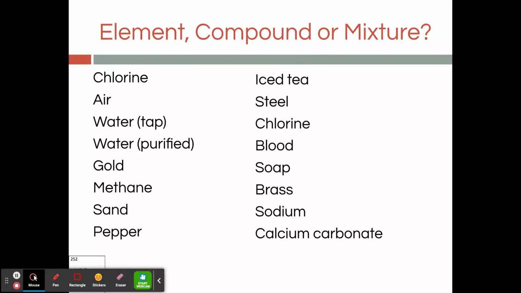So let's look. Element, compound, or mixture. Here's an example, chlorine. You can look at the periodic table and it's right there. You have methane down here. That's a compound. That's actually a set ratio of 1 carbon to 4 hydrogens. You have air. Air would be an example of a mixture.